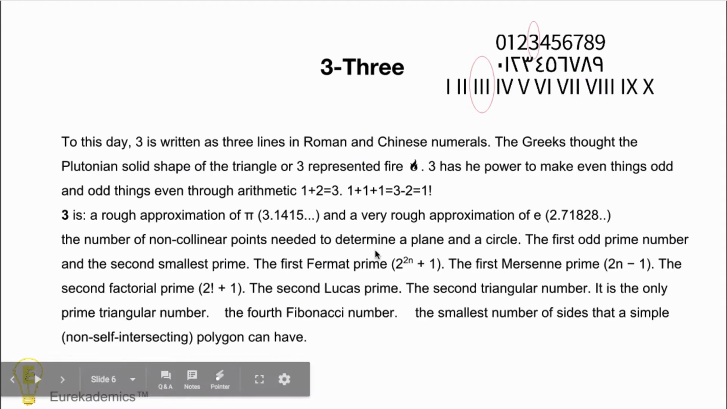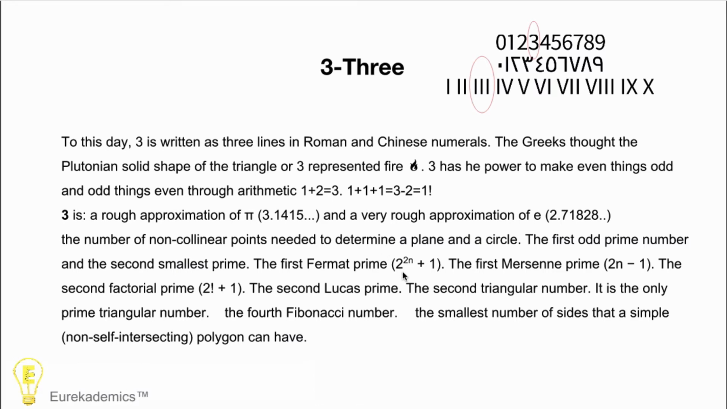3 is also a Fermat number, which means 2 raised to the power of 2 raised to the power of n, plus 1, is 3. It's also a Mersenne number: 2 times 3, which is 6, minus 1 is 5. And it's the second factorial prime.